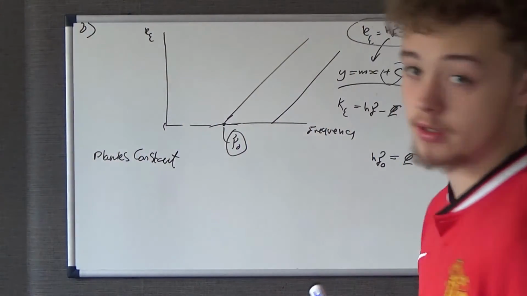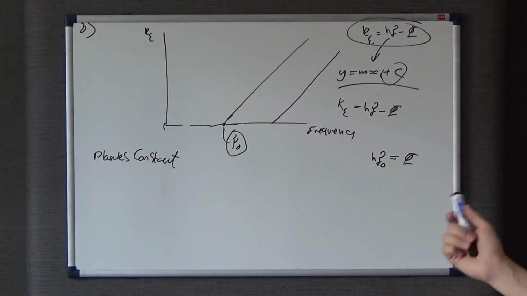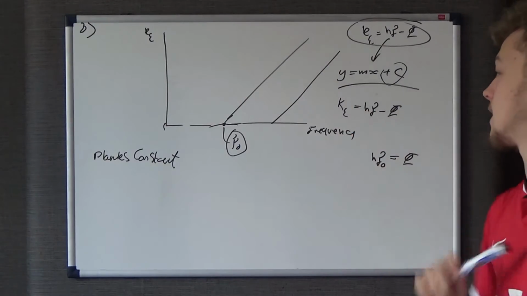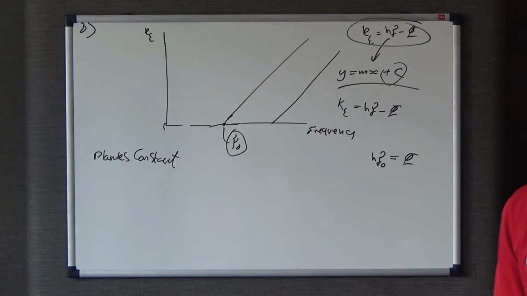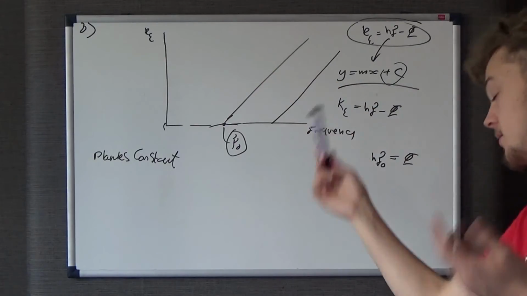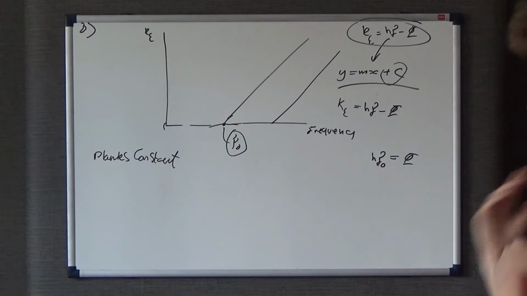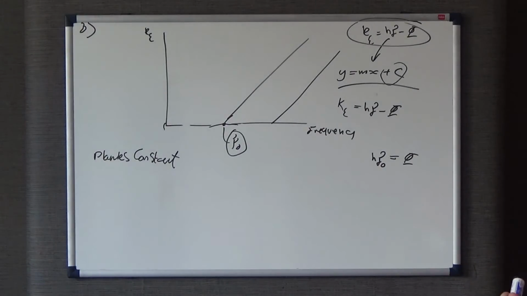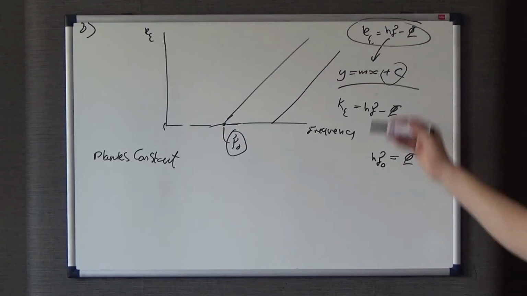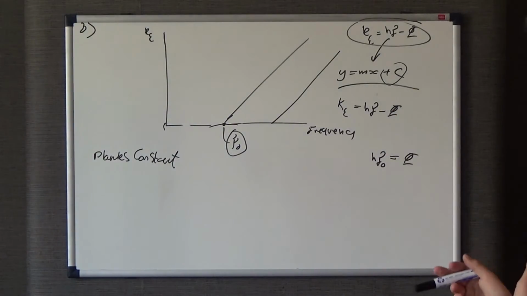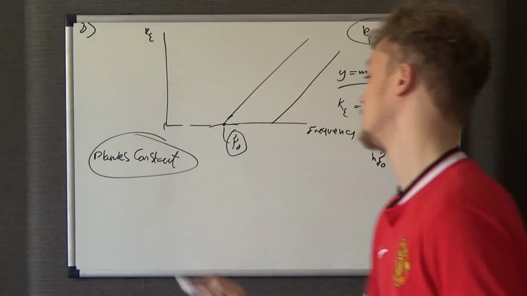The reason it's Planck's constant is because of the equation y equals mx plus c, and on the y-axis we've got the maximum kinetic energy. The kinetic energy equation is equal to hf take the work function, where hf is the same as saying mx. Because on the x-axis we've got frequency, the gradient must be Planck's constant.